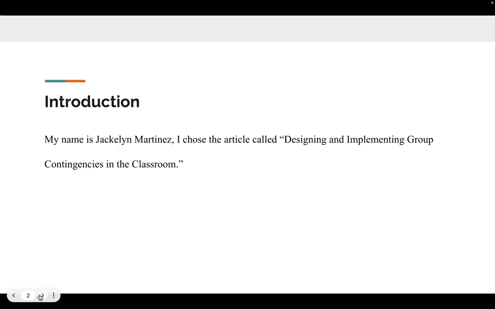My name is Jacqueline Martinez, and I chose to do this presentation on the article called Designing and Implementing Group Contingencies in the Classroom. The reason that I chose this article is because I am interested in understanding what strategies there are to have more control over my classroom as a whole, rather than just each individual student.